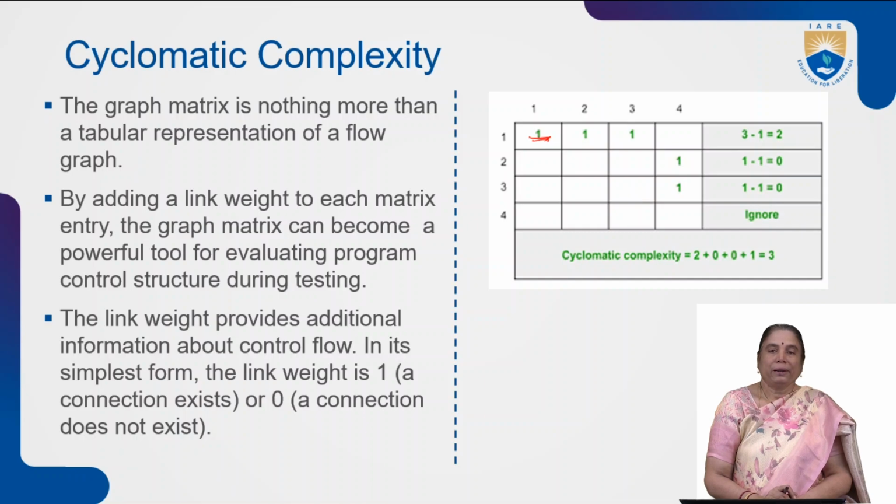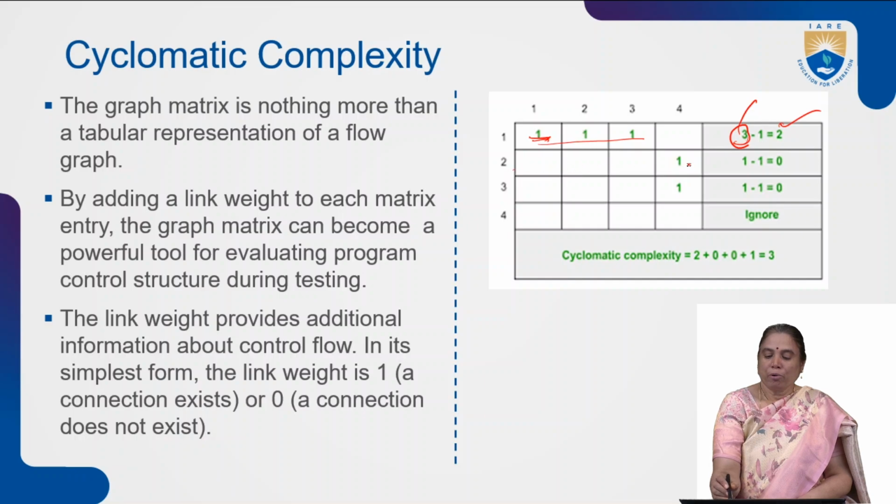So how is the cyclomatic complexity calculated? Each row sum must be taken, and each row sum minus 1 is computed. For row 1, 3 weights are there, the total is 3, minus 1, so the value is 2.